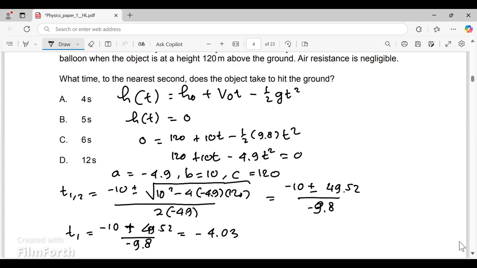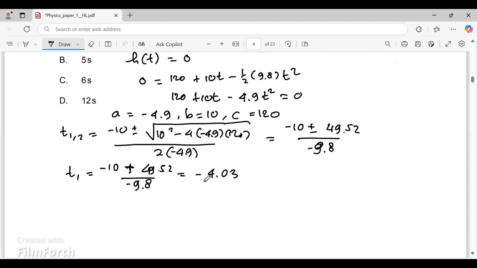So this is not the solution because time is never negative. Minus 10 minus 49.52 divided by minus 9.8, and the result is 6.7. So this is the solution, 6 seconds. This one, C.